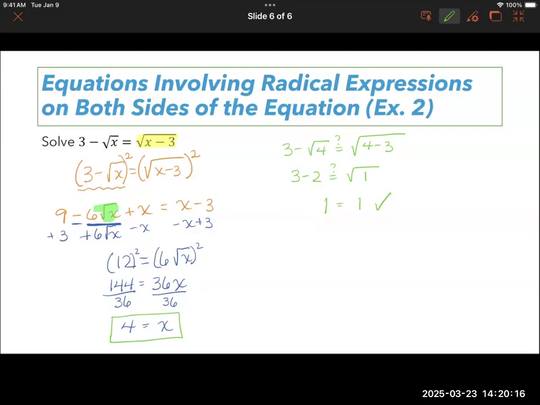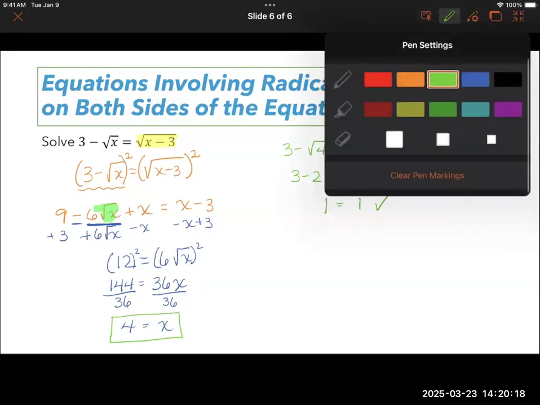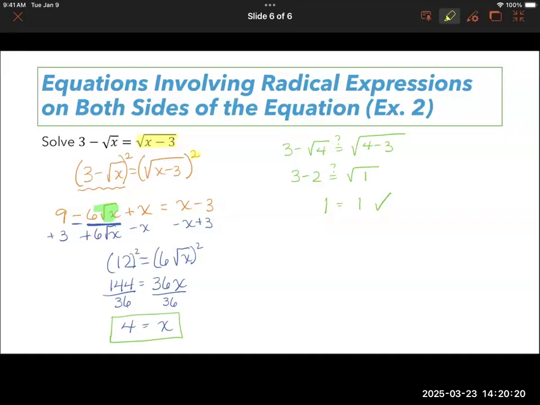Okay, so you just have to be really careful that when you do this squaring on both sides, that you are squaring this entire side using proper foiling or binomial squared pattern to work out the problem. And then there's a really good chance you're going to need to isolate a radical again to get to your final answer with x isolated completely equal to a value.